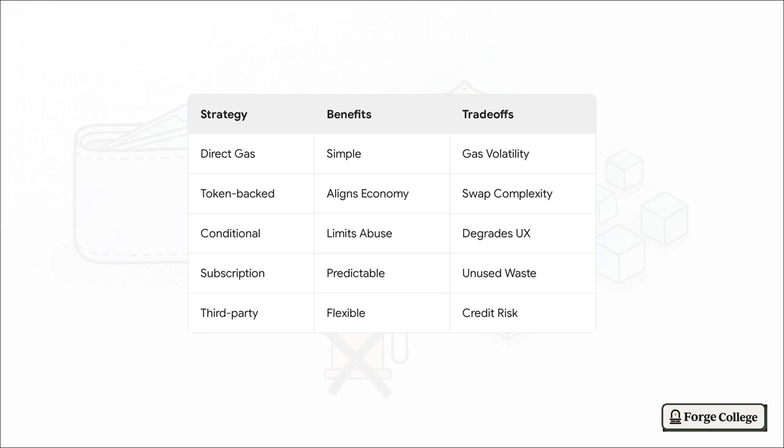Third is conditional. This is your toll booth. It limits abuse, but it can definitely frustrate users and degrade the UX. Fourth, we have subscription. This gives you predictable costs, but you run the risk of wasting unused funds. And fifth, third-party reimbursement. Highly flexible, but it introduces off-chain credit risk.